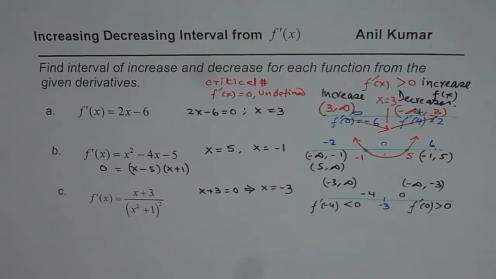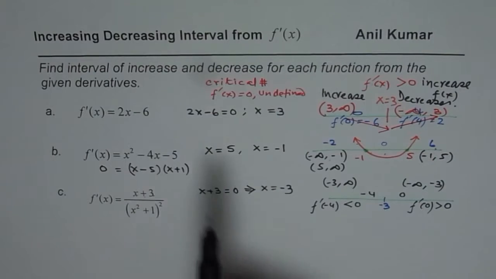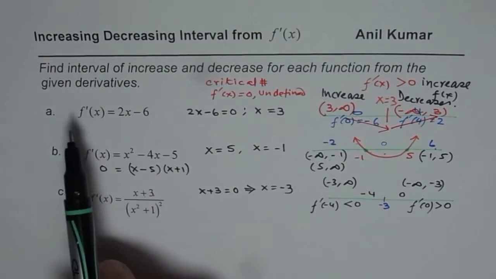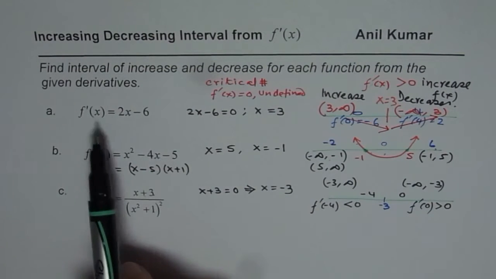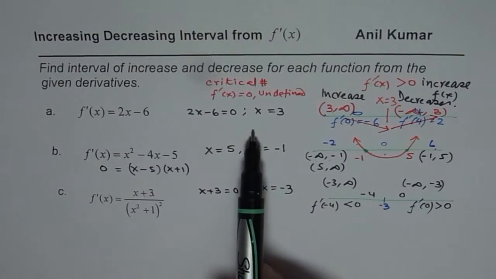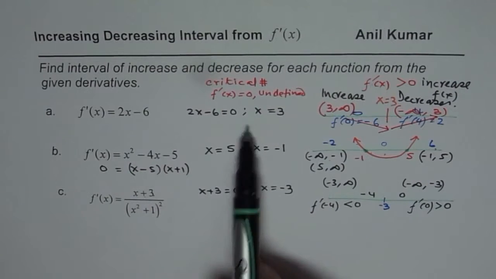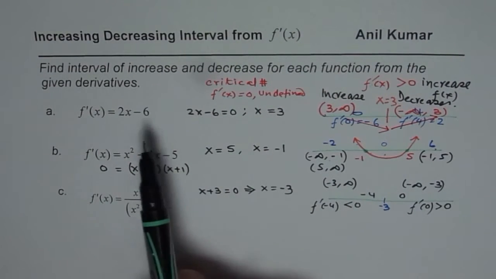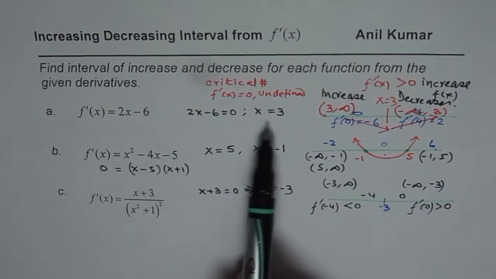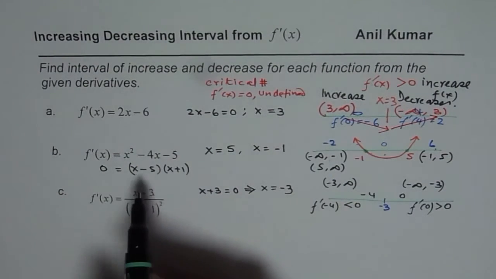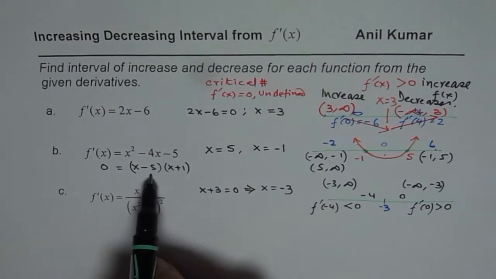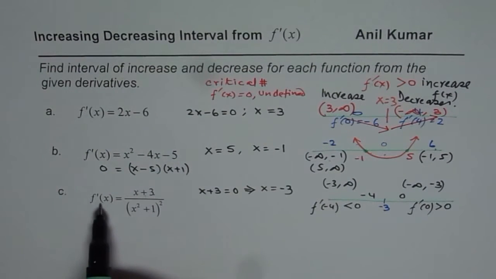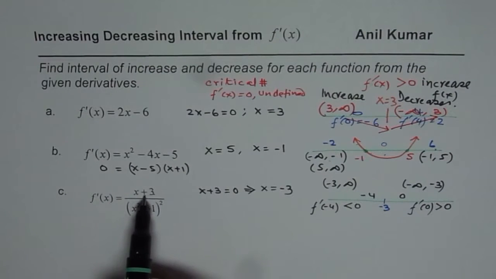Now let us go through it once again. To find the intervals of increase and decrease for a function from its derivative, we need to first find the critical points. That is the points where the derivative is 0. So list out those points. In the first case, it is 0 at x equals 3. In the second case, the derivative is 0 at 5 and minus 1. In the third case, we have 0 for the derivative at minus 3.